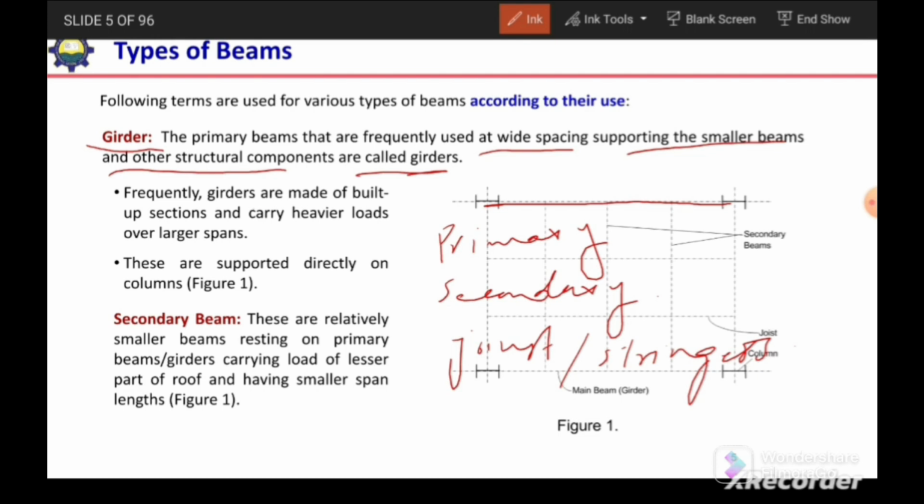Frequently girders are made up of built-up sections. Mostly in case of steel, these girders are made up of built-up sections because they have larger spans and they are supporting larger loads. The hot rolled sections are insufficient for that span as well as loading, so we need to go for the built-up section. The primary beams or girders are directly supported on the columns. So from this column up to this column, the beam will be termed as girder or primary beam.